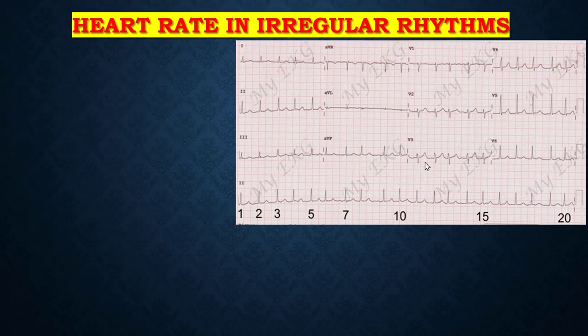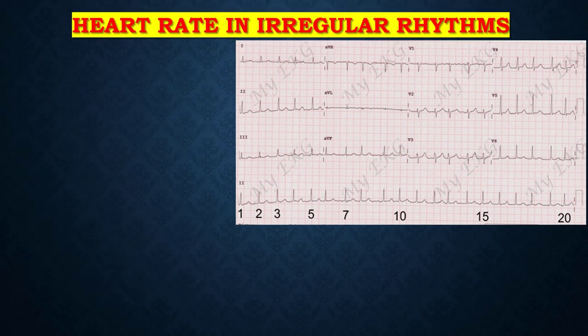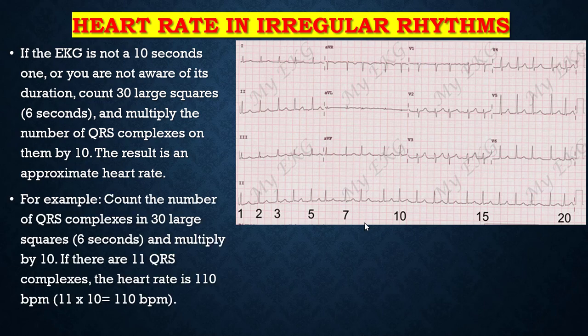If the ECG is not a 10-second one, or you are not aware of its duration, count 30 large squares, which is 6 seconds, and multiply the number of QRS complexes on them by 10. The result is an approximate heart rate.